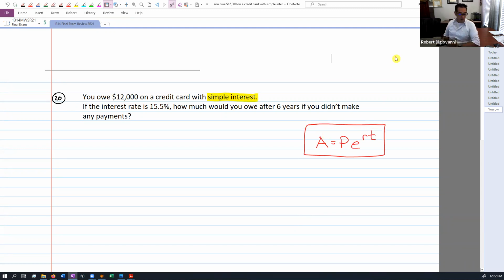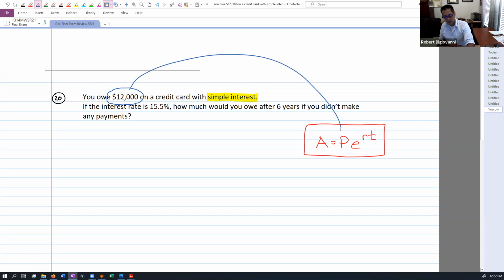So we owe $12,000 on a credit card. The interest rate is 15.5%. How much would you owe after 6 years if you didn't make any payments? Don't bother with penalties. I'm sure you get plenty of penalties and fees if you didn't pay for 6 years, but we're just going to say if the interest just kept accumulating, then we need to be able to recognize what these values are.